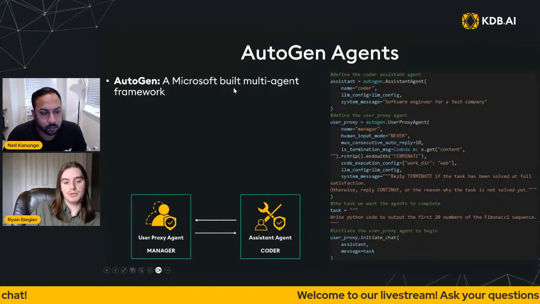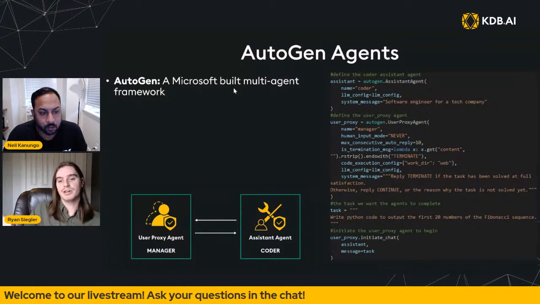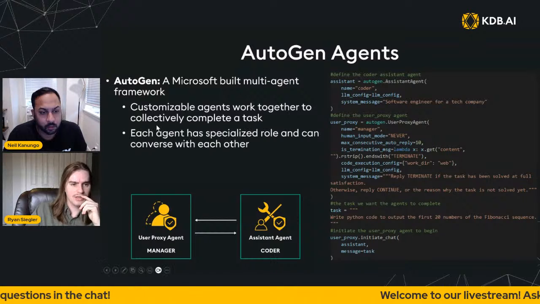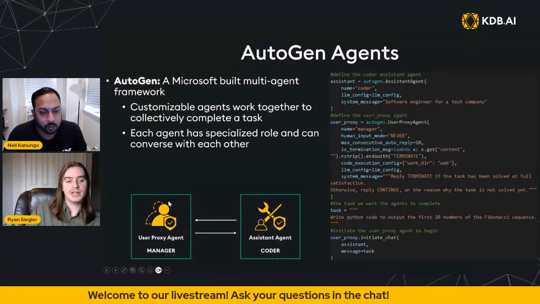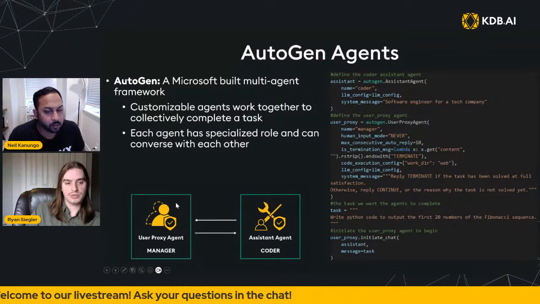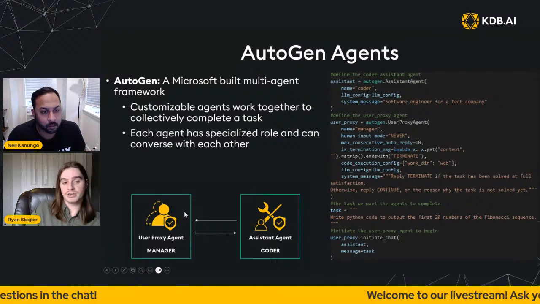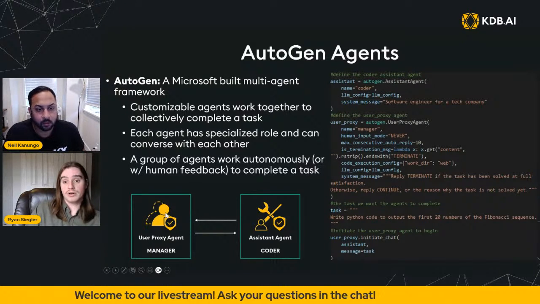But it gives you the capability to actually create multiple agents and have those agents autonomously work together to solve a user's task. So when you define these different agents, and there are two key types of agents that I'll talk about in a minute, each agent will have a specialized role. And the power is that each agent has their specialized role, but they can also converse with each other and pass data and information to each other. And then you could have a group of two agents.